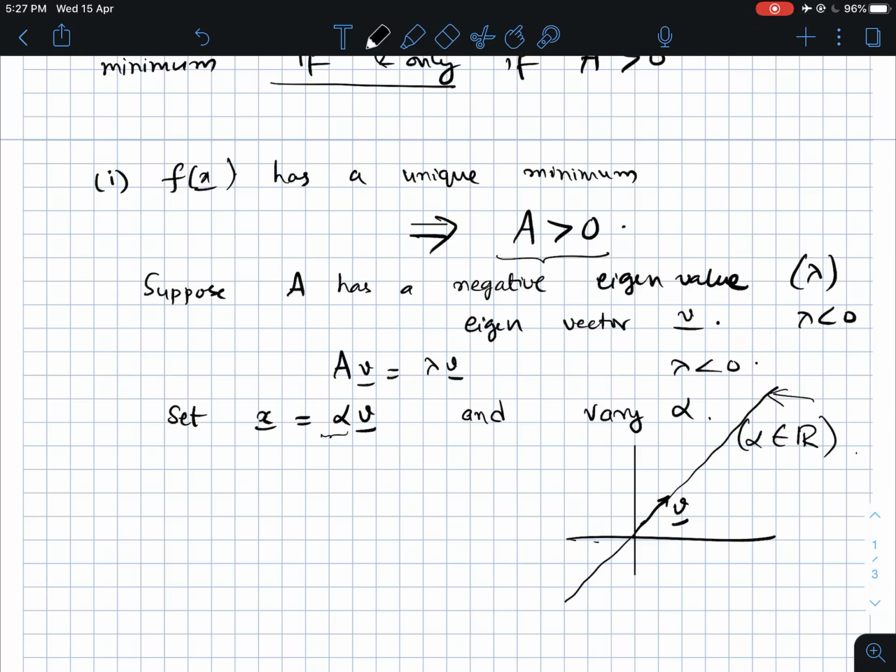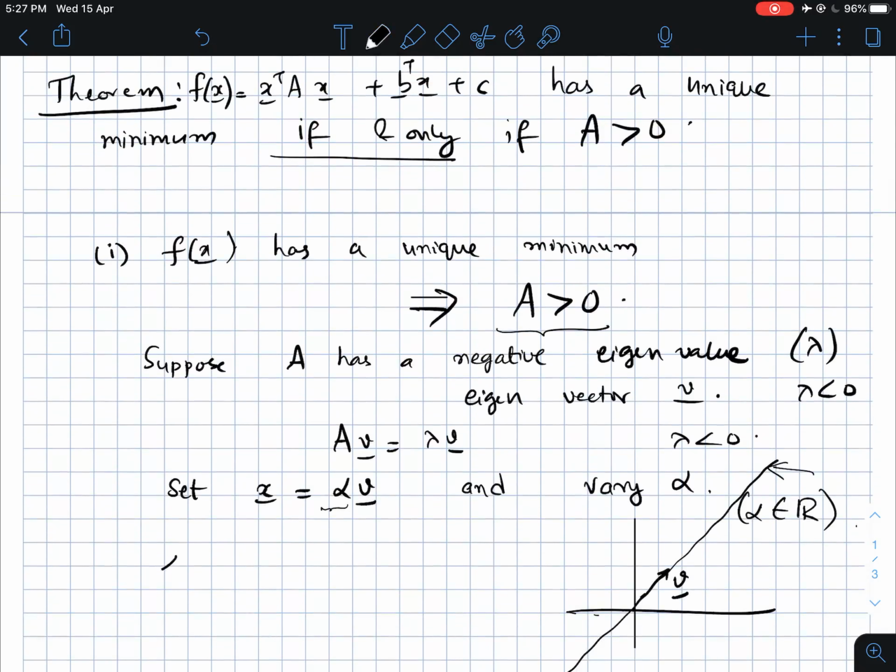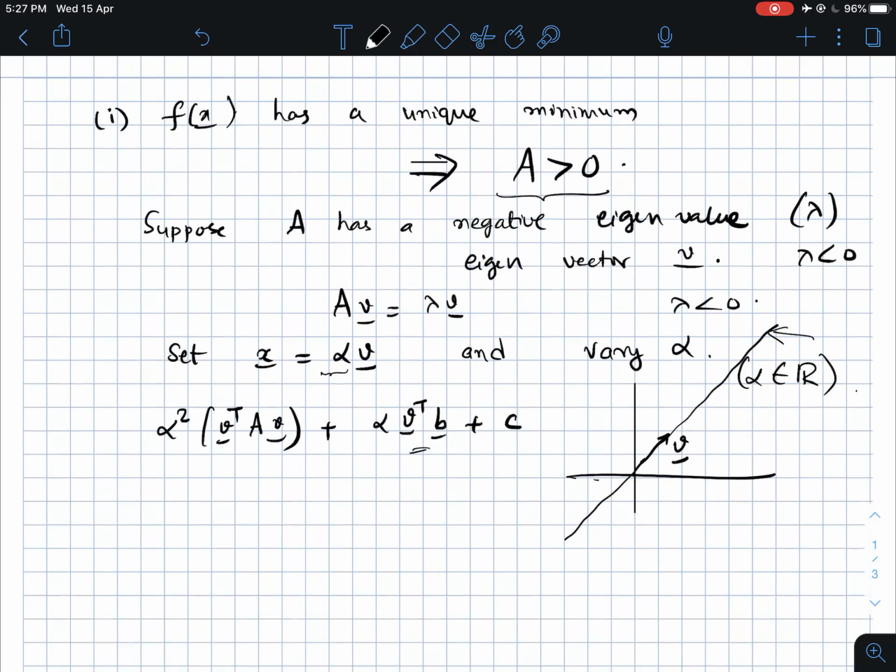Okay, so let's set x equal to alpha v in the quadratic function over here, and then what we will get is alpha square times v transpose Av plus alpha v transpose b plus c. Correct me if I am wrong here. I think it is b transpose v, but it's the same as v transpose b. So this is what you will get if you move along that line. Now v transpose Av is just lambda, so you will get something like alpha square lambda plus alpha v transpose b plus c.